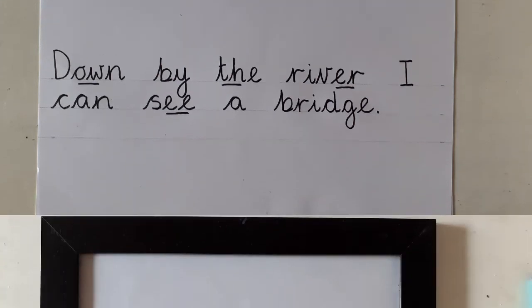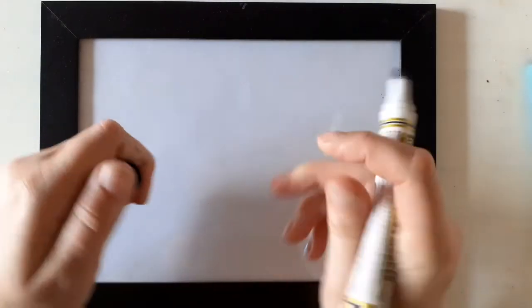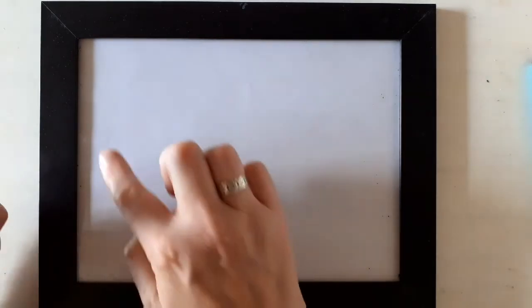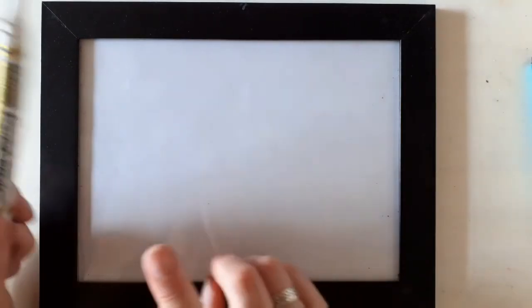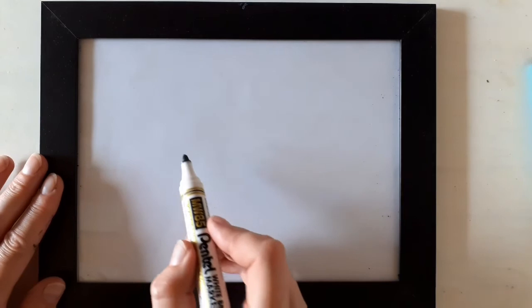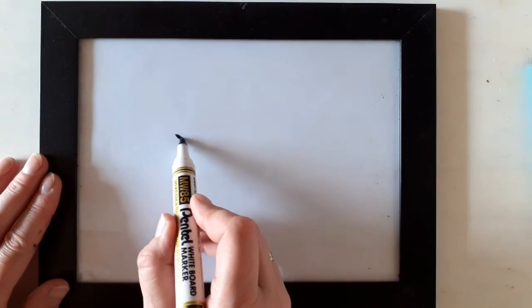Come on then. Well, we did see lots of bridges today, didn't we? We saw some with arches on and some with just one arch. And we also saw a little footbridge. So I'm going to draw that little one that we saw at the end. So we're going to draw a diagonal line.